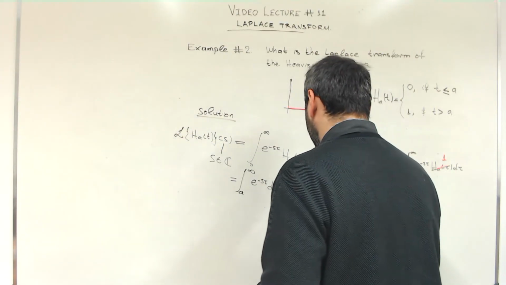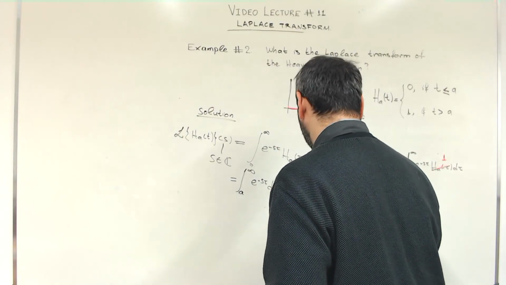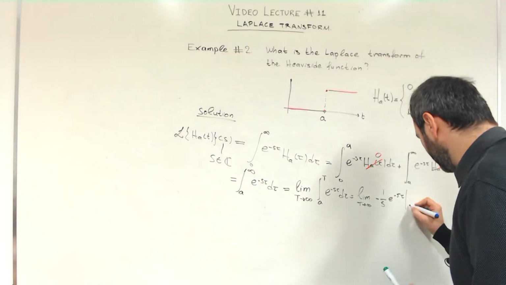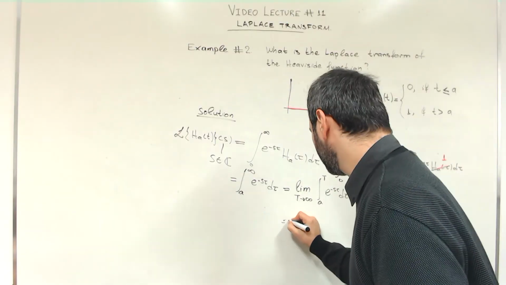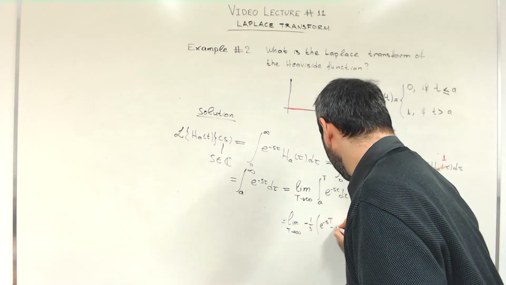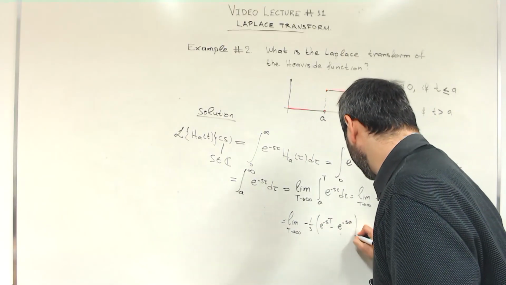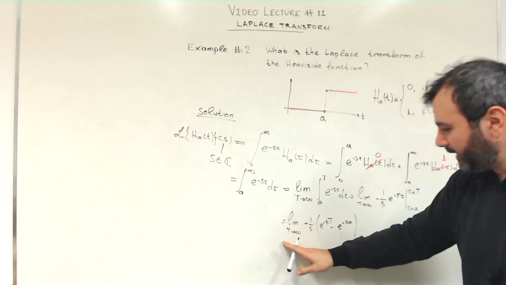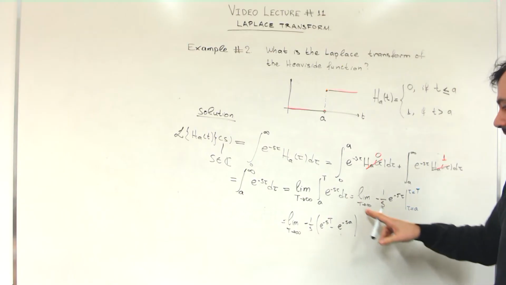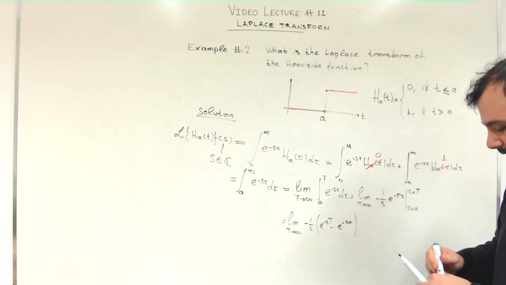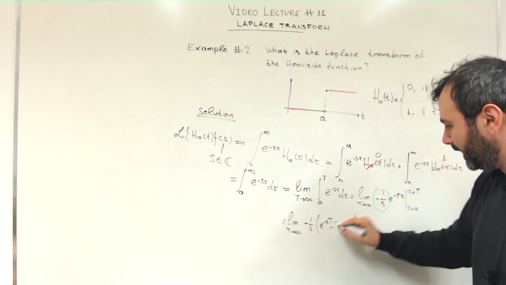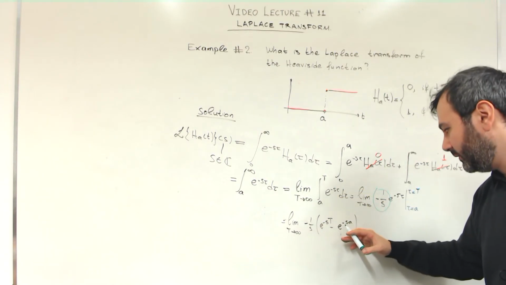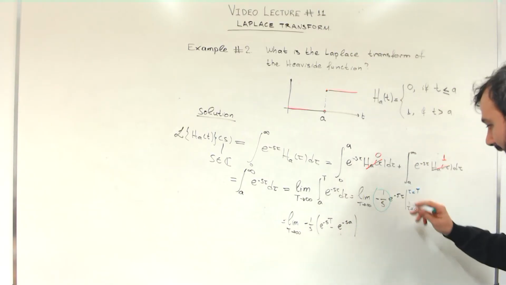And we can write again, so it is from tau equals a up to tau equals t, and we take the limit as t goes to infinity, minus 1 over s. This term I can take it outside, and then I have e to the minus s t uppercase minus e to the minus s a.